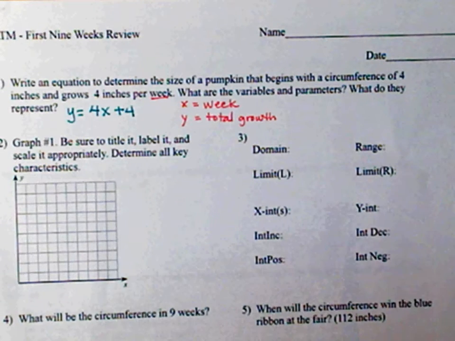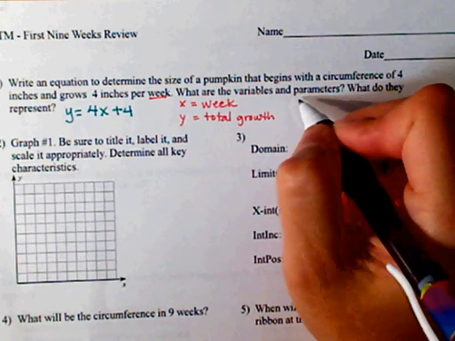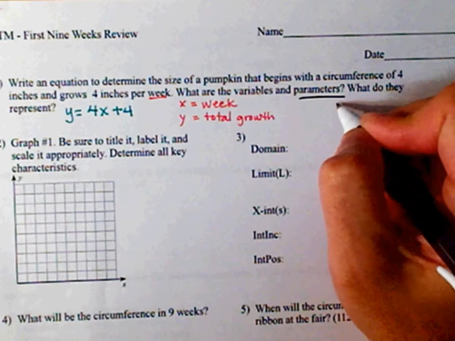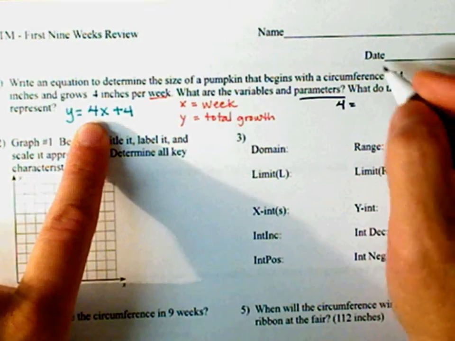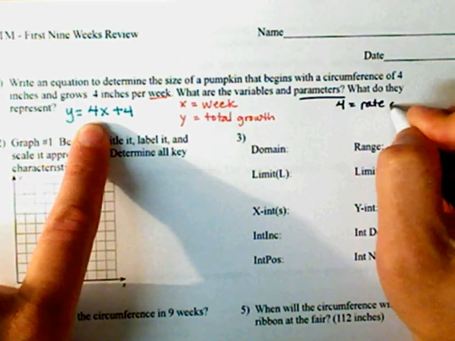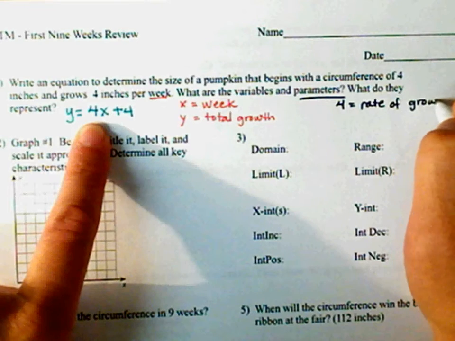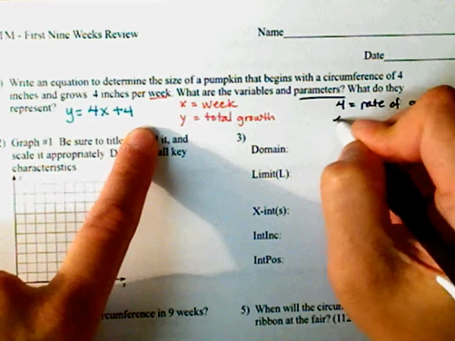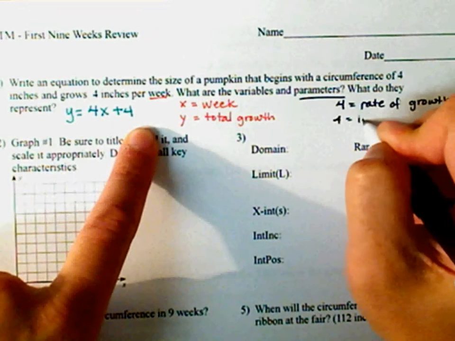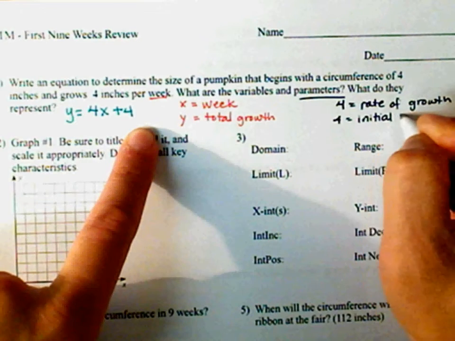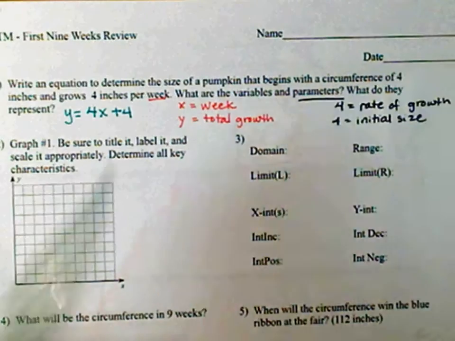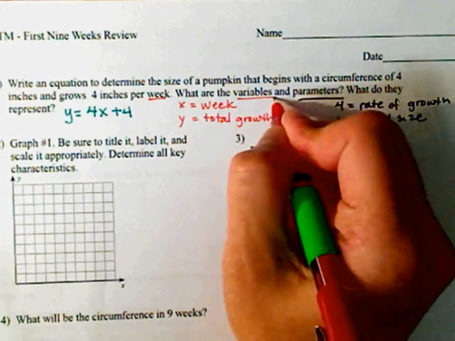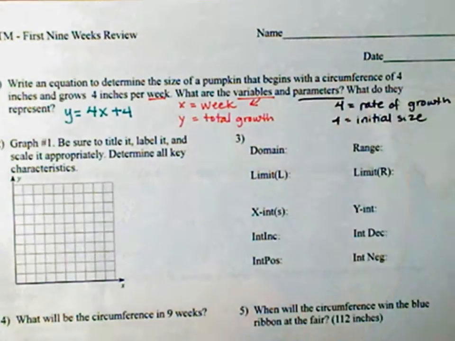Next are your parameters, okay? Your parameters are your numbers. This first 4 right here, this 4 is the rate of growth. The other 4 is the initial size of the pumpkin. So let me put this in red correctly. Variable, parameter, okay?